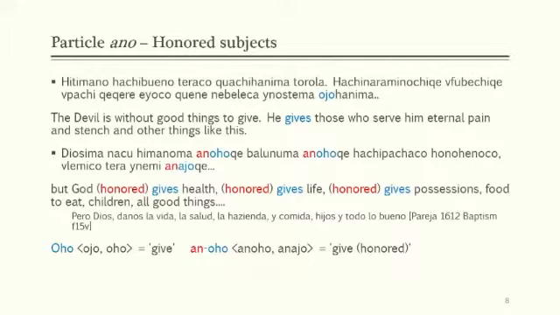Now we contrast that with what God gives, but God gives health, gives life, gives possessions, food to eat, children, all good things. And each instance of the verb give here now is preceded by this an prefix. Anohoke, anohoke, anohoke, or anahoke. I don't know why they spelled it that way. But notice now, when God is the subject, God is honored. And so each time God is mentioned as the subject of a verb, we get the prefix. But when the devil is the subject, we don't get the prefix, right?